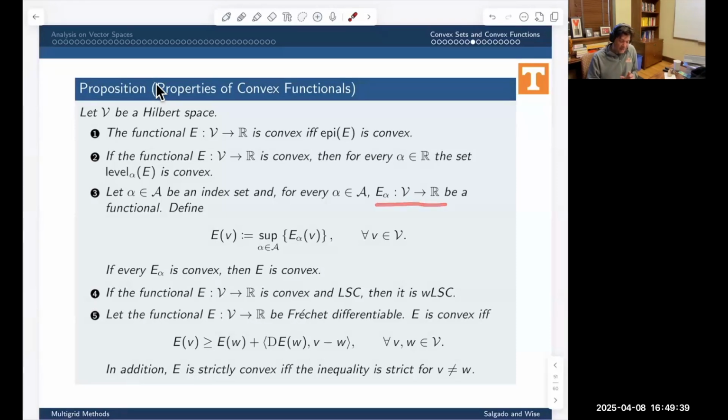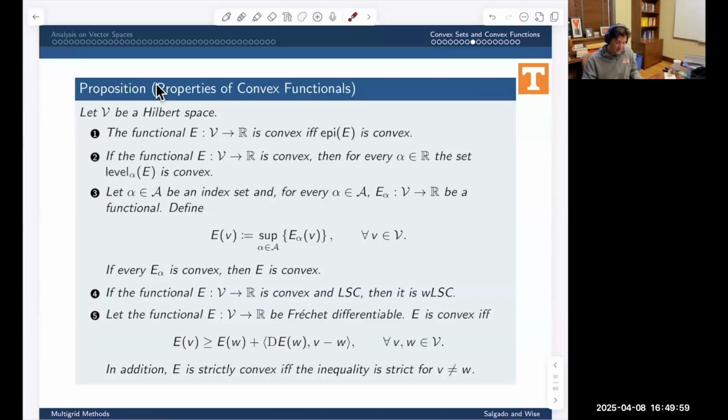E of alpha, and alpha is some index. So for example, it could just be two functions, right? So I'm going to draw you a nice picture of this. Then if we take the supremum over those convex functions, then the resulting supremum is also going to be convex.